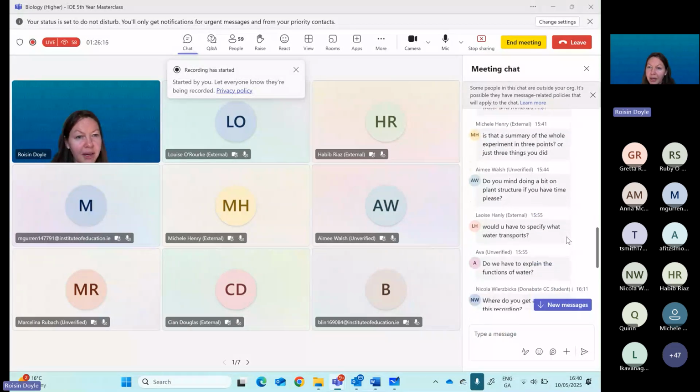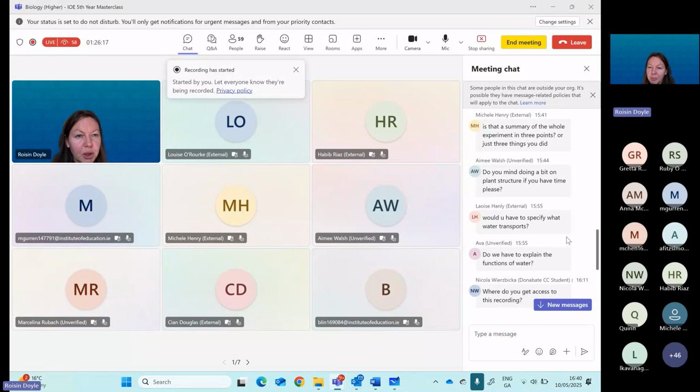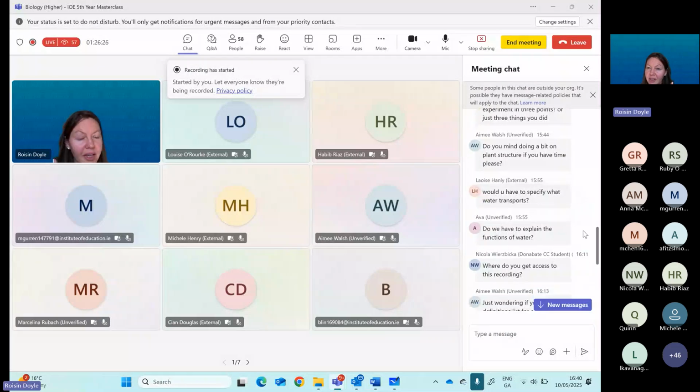Would you have to specify what water transports, Leisha? No, you wouldn't, Leisha. I think that's a great question. And Ava said the same, was it? Do you have to explain the functions of water? Just give three functions, Ava, but you don't have to explain. So if it's transport, you don't have to say what it is transporting.